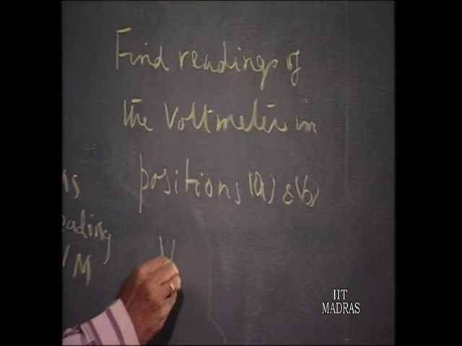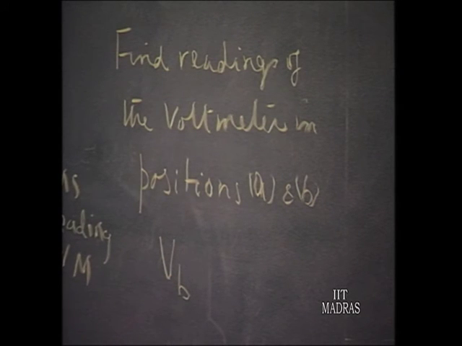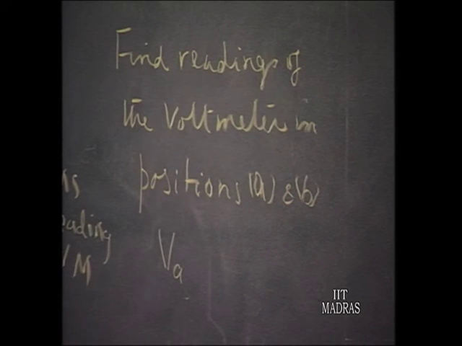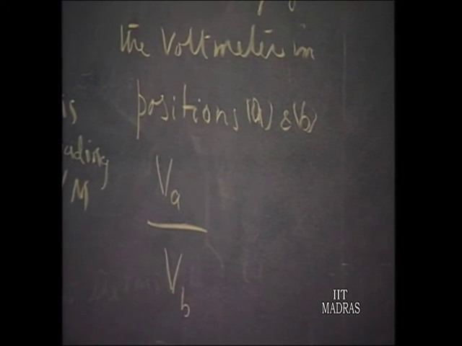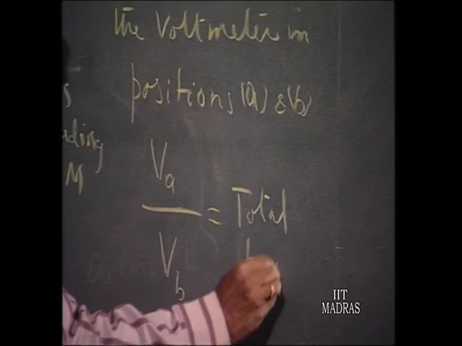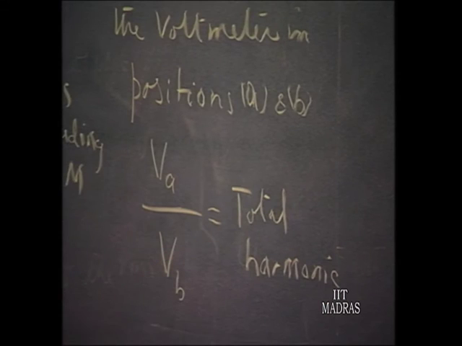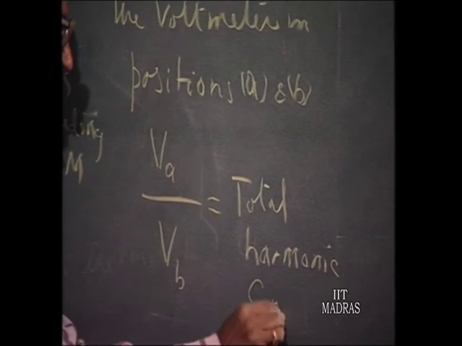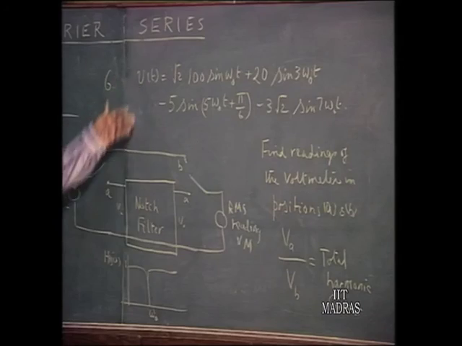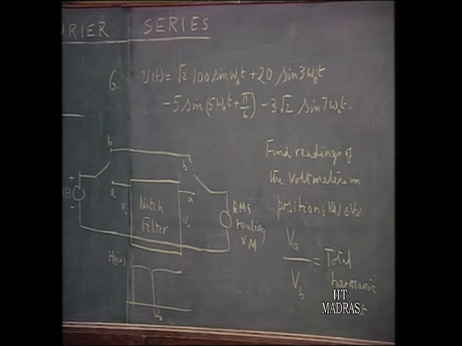In position B, it is V B, suppose, the RMS value, that is the total. In position A, V A corresponds to the RMS value of the various harmonics. V B will be the reading corresponding to the RMS value of the input voltage. The ratio of V A to V B is said to be the total harmonic content of the voltage, and if this is assumed to be a sinusoid, this total harmonic content is said to be the total harmonic distortion of the sinusoid.